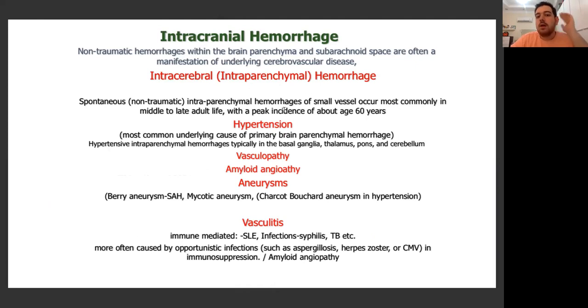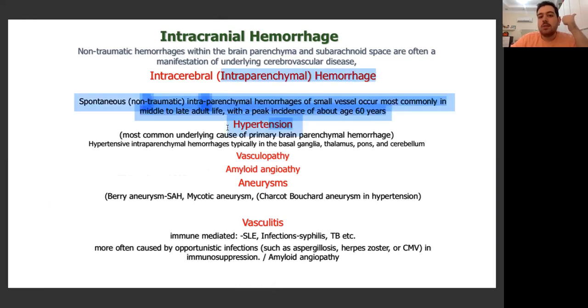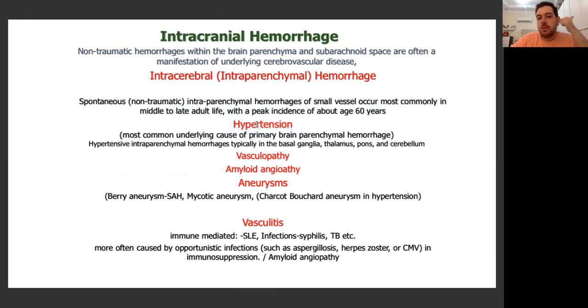So what are the causes of intracranial hemorrhage? Number one is hypertension, and that's the most important risk factor, and it's the most common cause for intracranial hemorrhage. Other less common causes are vasculopathy, amyloid, aneurysms and vasculitis, and we'll talk about each of them in detail. Okay, but again, the most important one is hypertension.